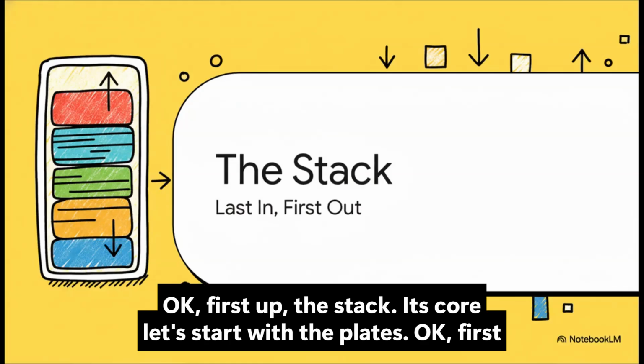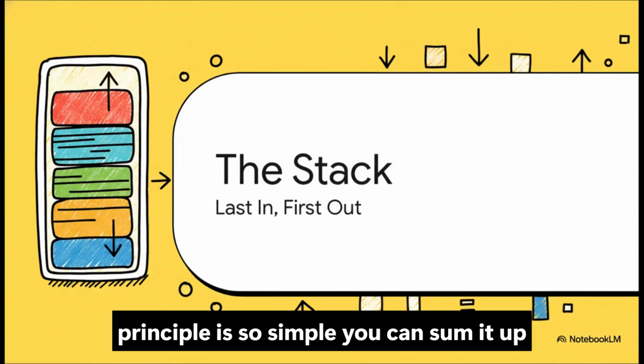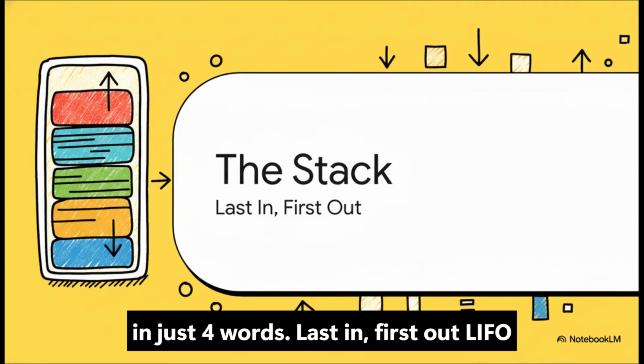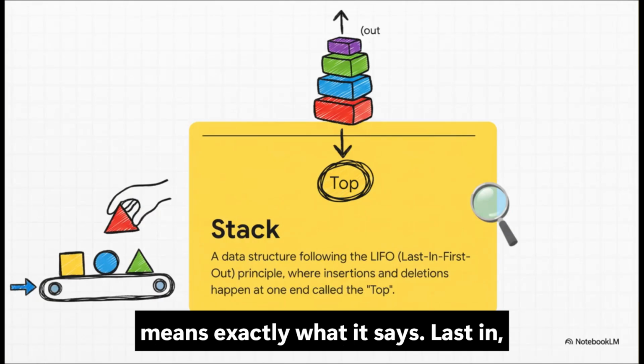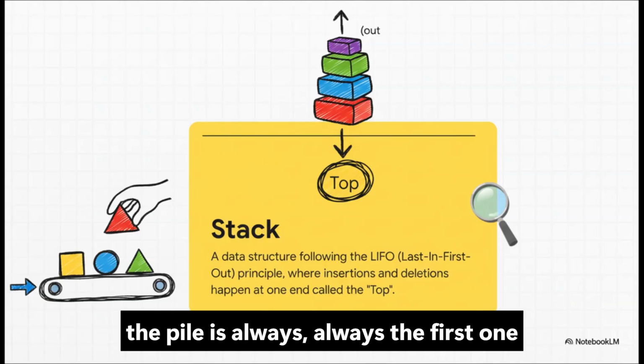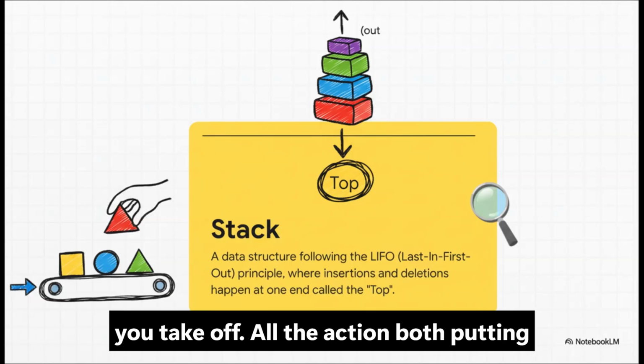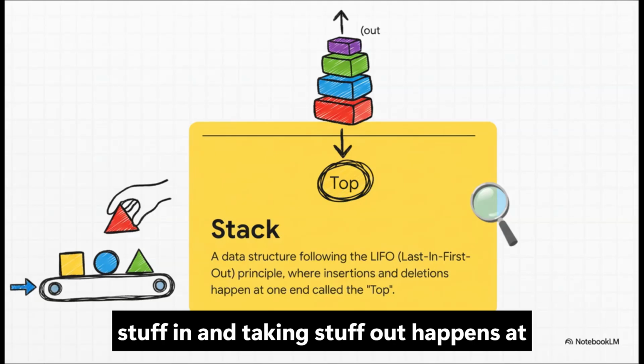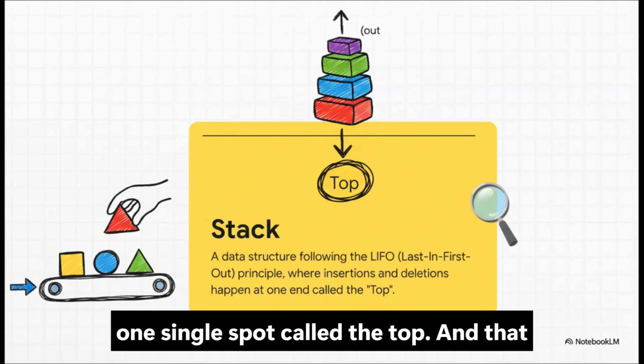Okay, first up, the stack. Its core principle is so simple you can sum it up in just 4 words. Last in, first out. LIFO means exactly what it says. So the last thing you put on the pile is always the first one you take off. All the action, both putting stuff in and taking stuff out, happens at one single spot, called the top.